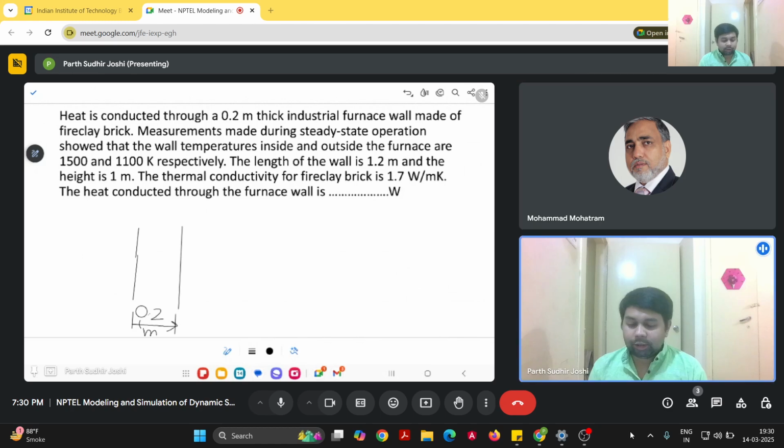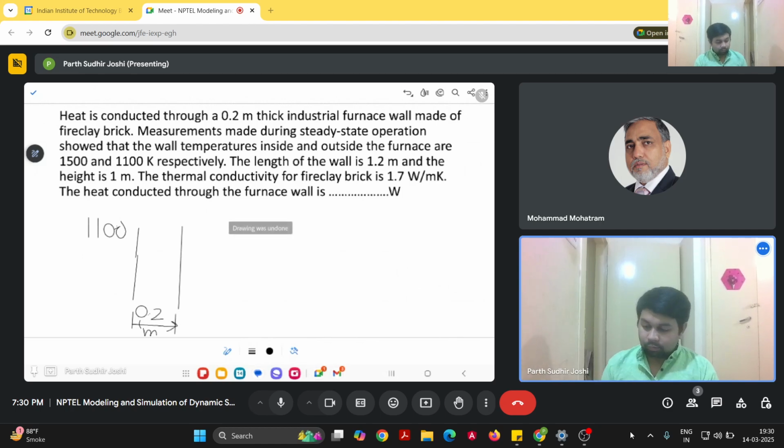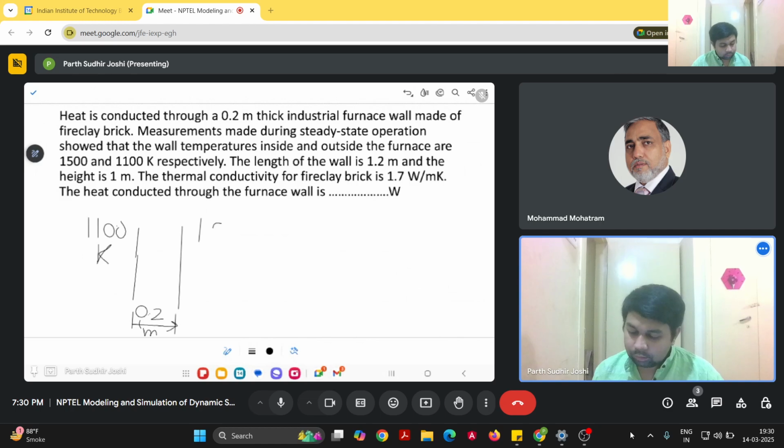So the wall temperatures inside and outside of the furnace. So let us say that this is the inside of the furnace. So this is 1100 Kelvin, let us say. And then this is 1500 Kelvin.